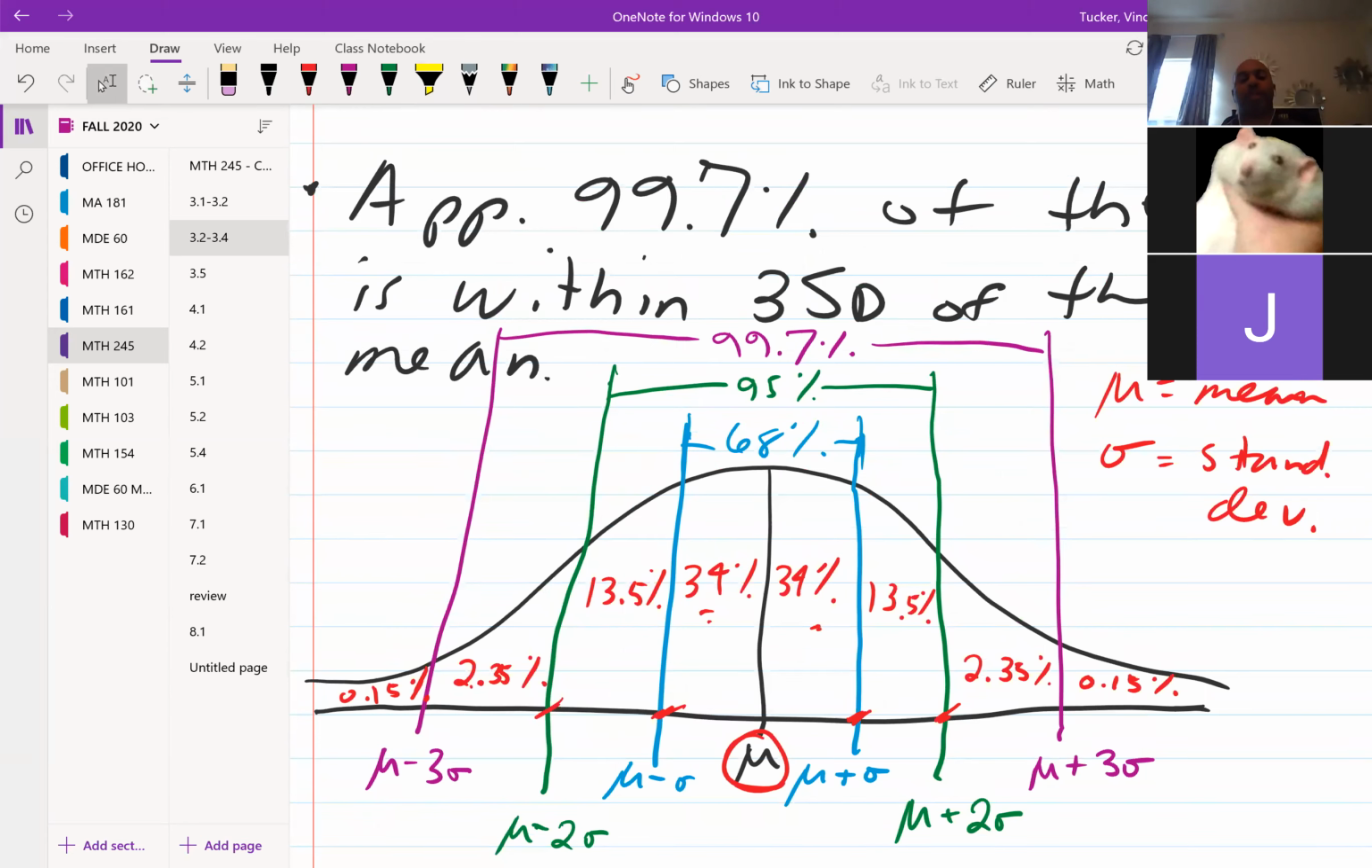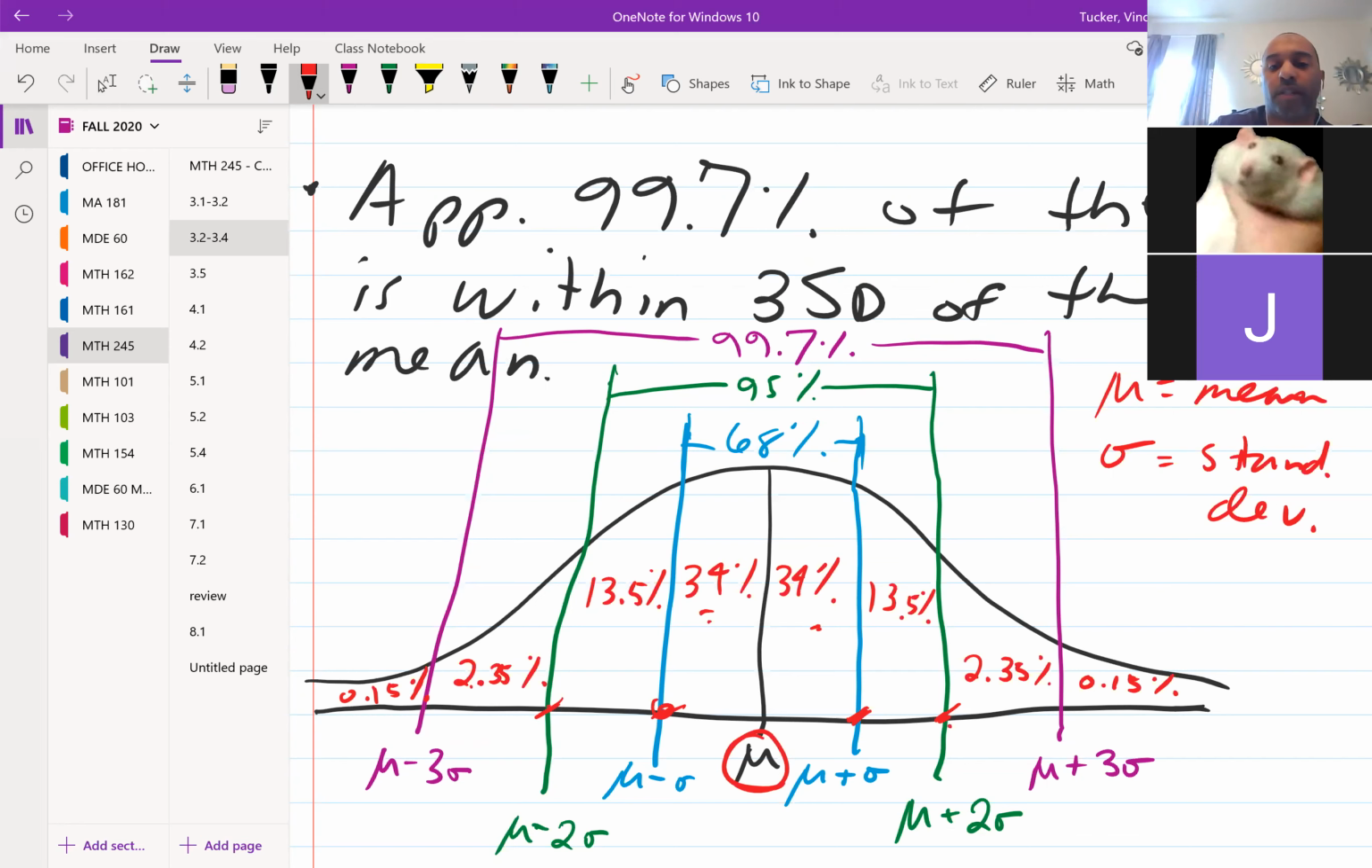And so those percentages, notice how going from the middle we have 34%, 13.5%, 2.35%, and 0.15%. Those percentages do not change. They will always be the same according to your normal distribution. So your mean is in the middle. The first one was within 1 standard deviation of your mean. So 1 standard deviation is right here, and that is 68% of your data.